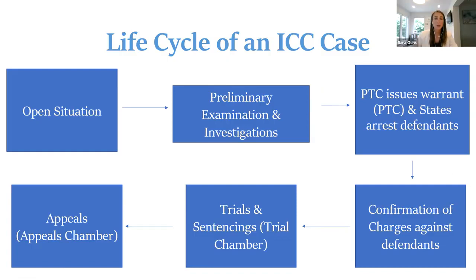After that, we move on to the trial. Again, these are usually long. They're heard before a 3-judge panel. If there is a successful conviction resulting from the trial, the defendant will be sentenced. Following that, either the prosecution or the defense can appeal either the liability finding, the conviction, or the sentencing. At the appeals chamber, these appeals are always handled by a panel of 5 judges and decided by majority rule.